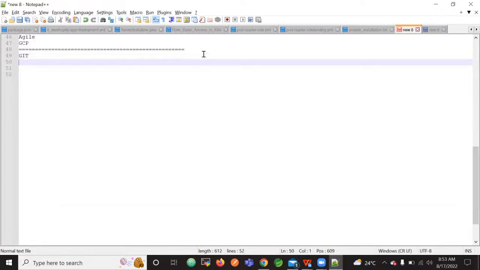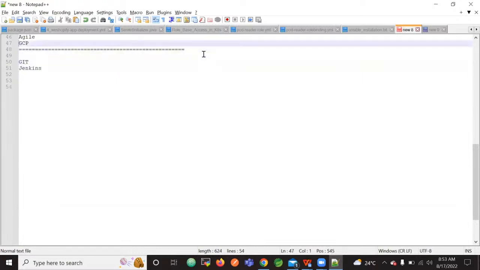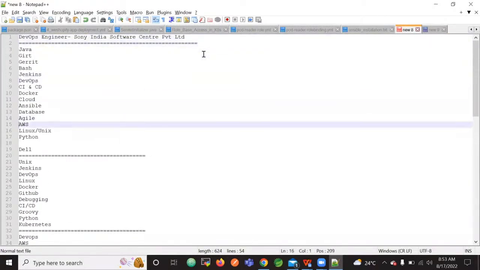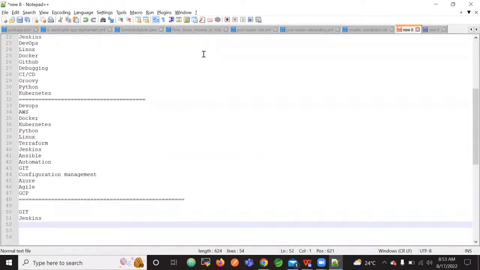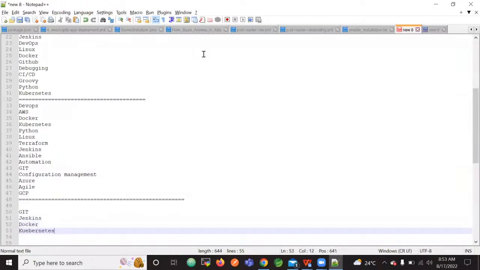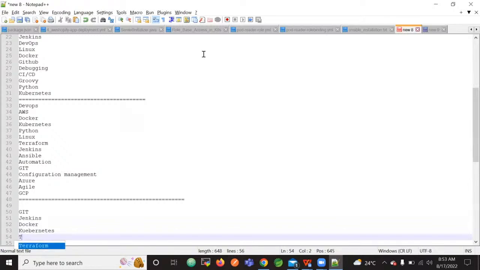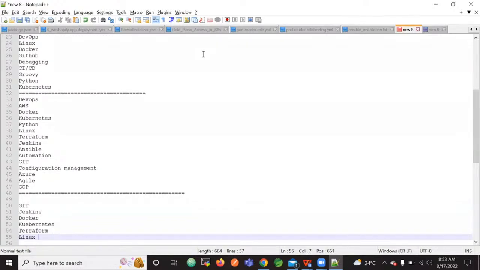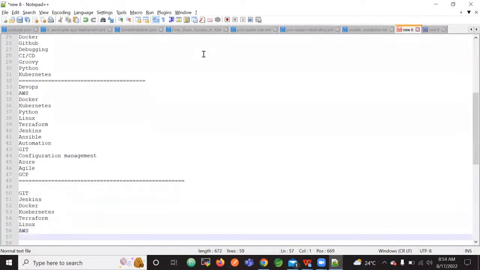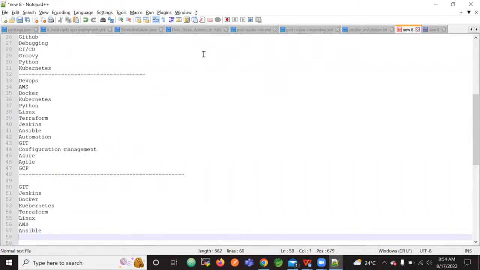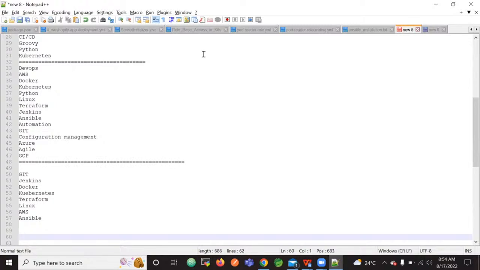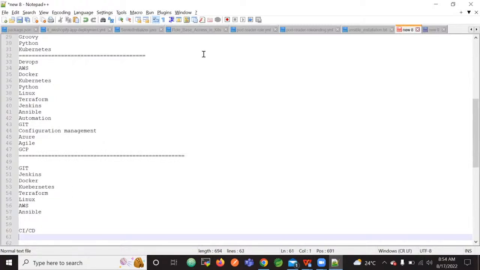So let us write down those tools now. Git and then Jenkins. Just look at these tools, okay, and then let us finalize what they are expecting. So Git, Jenkins, then Docker, then Kubernetes, then Terraform, then Linux, then AWS, Ansible. These are the tools, and these are all concepts wise. They are expecting CI/CD, and then the DevOps.